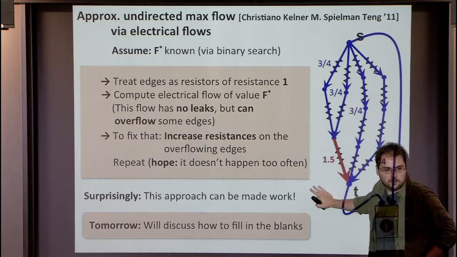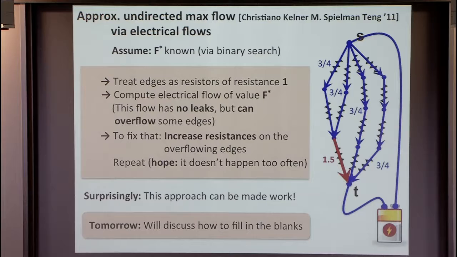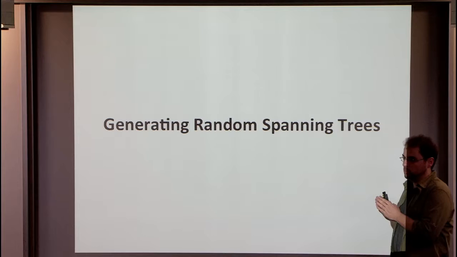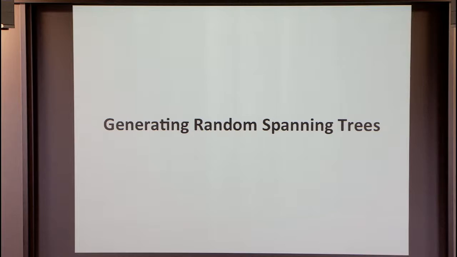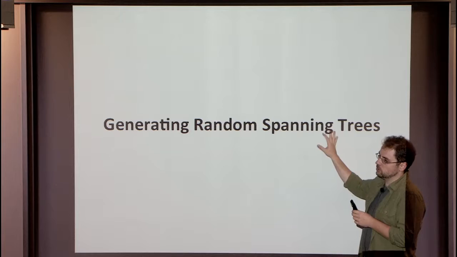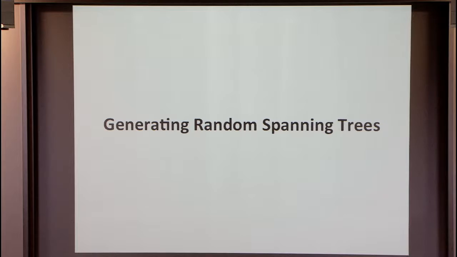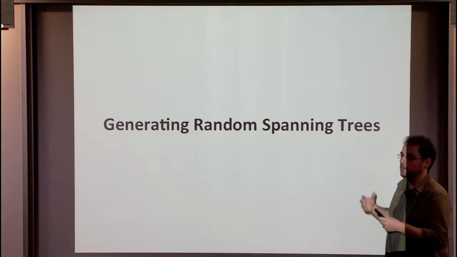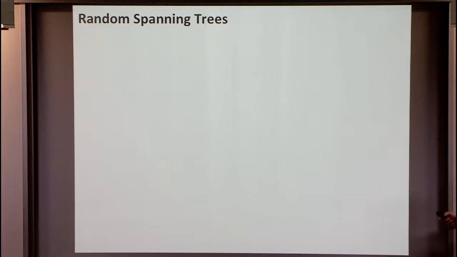OK. So in the remaining time, I want to talk about a second topic that also fits this theme, somehow in a different way. Max flow is a purely combinatorial problem for which we use linear algebraic techniques and electrical flow. Now we want to do the other way around. We look at the generation of random spanning trees, which you can argue is somehow a linear algebraic notion, and then show how you can get fast algorithms for this problem by blending in some combinatorial understanding of the class. So, random spanning tree.